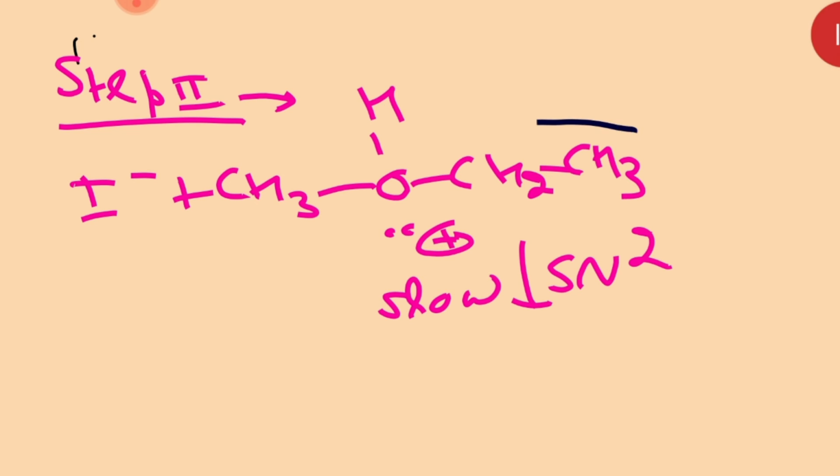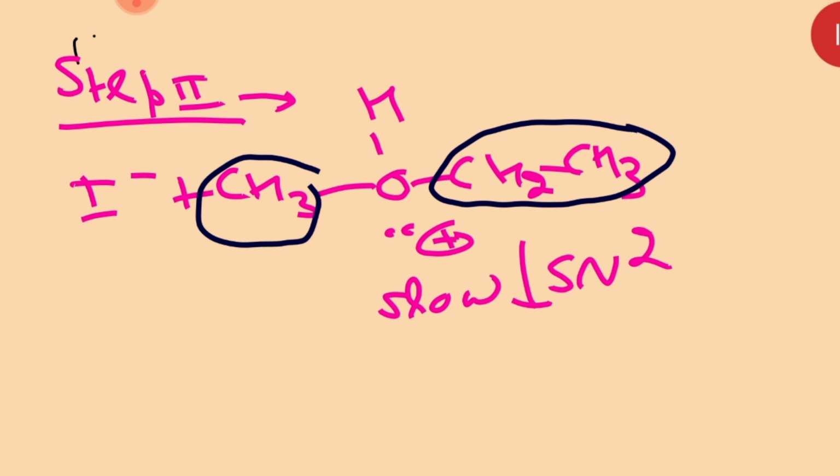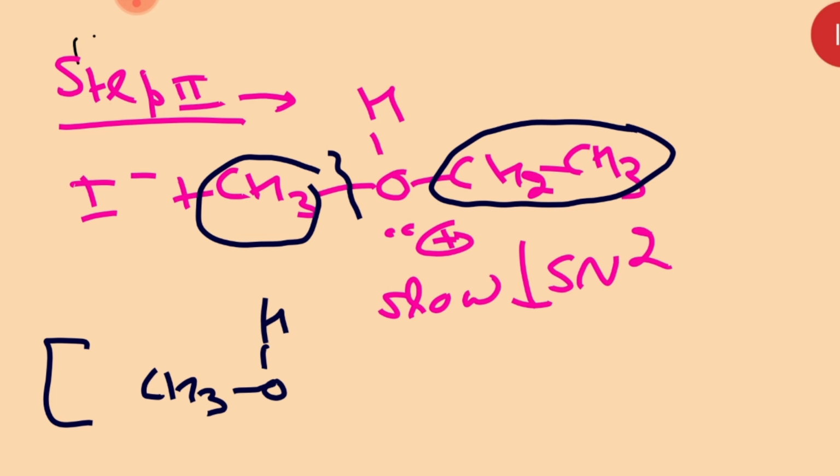This is containing 2 carbon atoms, this is containing 1 carbon atom. I think you know very well, according to the transition state, you are going to cleave the bond usually from the smaller side, means from this side. So it is SN2, that is why we are making a transition state. You please see, all of you. Okay, CH3, O, H, CH2, CH3, like this, positive charge, and here is iodine.